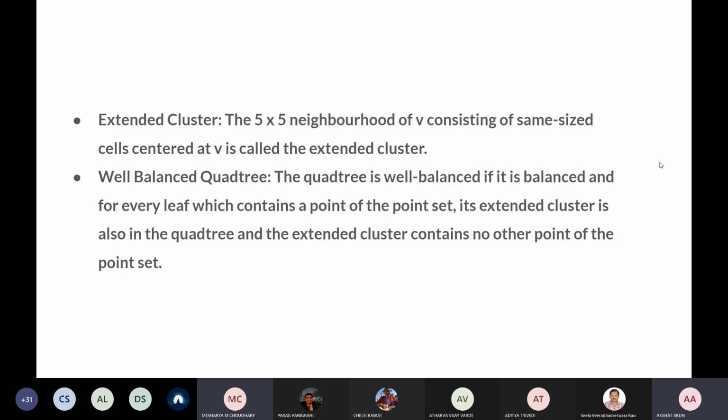Extended cluster. The 5 cross 5 neighborhood of V consisting of same size cells centered at V is called the extended cluster. Well-balanced quadtree. The quadtree is well balanced if it is balanced and, for every leaf which contains a point of the point set, its extended cluster is also in the quadtree, and the extended cluster contains no other points of the point set. We'll be using all these definitions in proofs which are given further. Next slide.